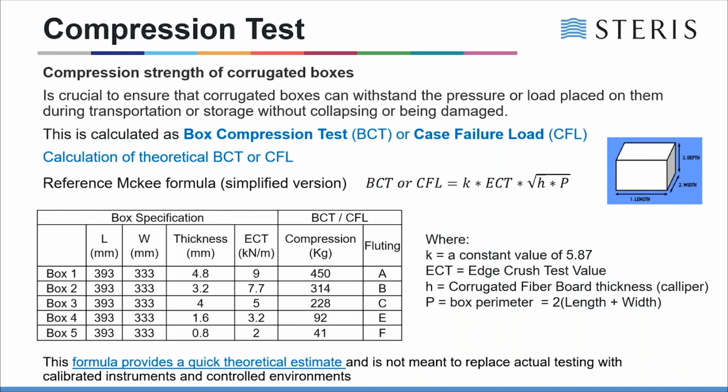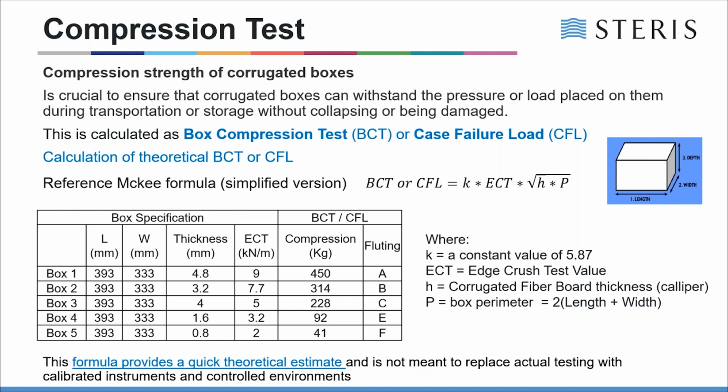To establish what this is, it's best for you to do some homework up front, so you know what loads the box must be able to actually hold. By doing a very simple McKee simplified calculation for your box compression test, I have a table there which typically looks at a standard size box, which was 393 by 333 width, with the various different fluting levels. You can see that there's a significant difference in the compression load that the box can handle, basically from 450 kg down to 41 kg is what the actual calculation would be.